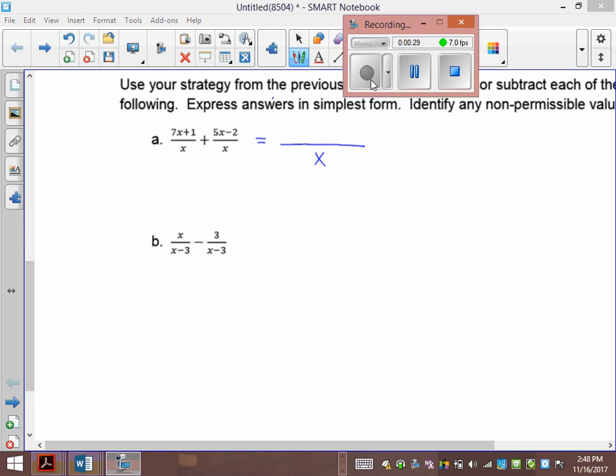So once we have a common denominator, we can do the operations on the top. So 7x plus 1 plus 5x minus 2. And then all we do is we collect like terms on the top. So 7x plus 5x is 12x. And then 1 minus 2 is negative 1 over x. And you have to say x can't equal 0, because that's the MPV for this one.